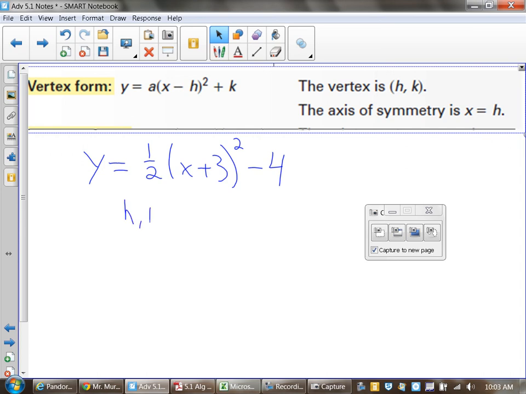My h and k here, in the parentheses it says x plus 3. In the generic form it says x minus h. What's my value of h? -3. Good. My h value here is -3, and the k value always stays the same.